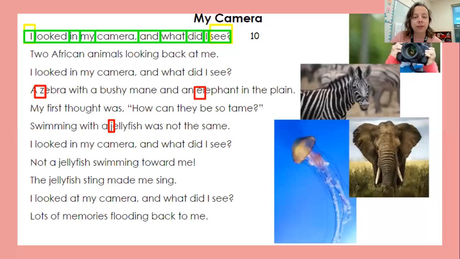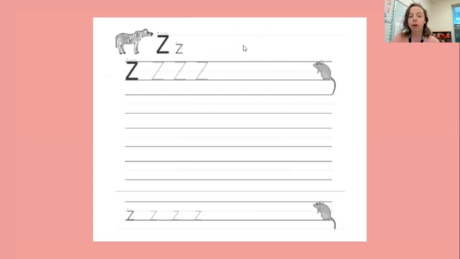So for your Canvas activity, you're going to be circling the letters Z as in zebra, E as in elephant, and J as in jellyfish. We'll also be counting how many words are in each sentence. You will also be working on your handwriting, okay?